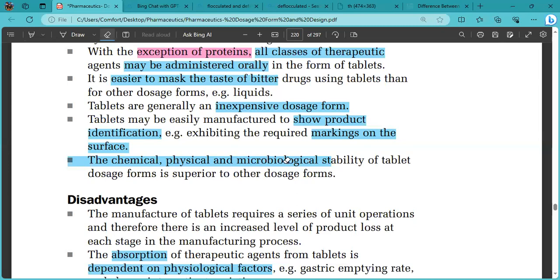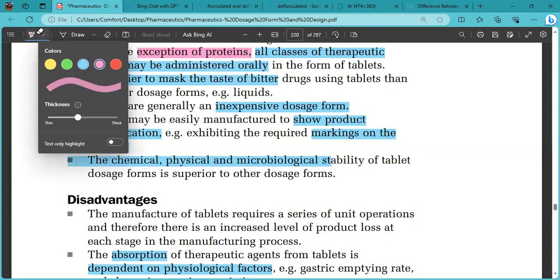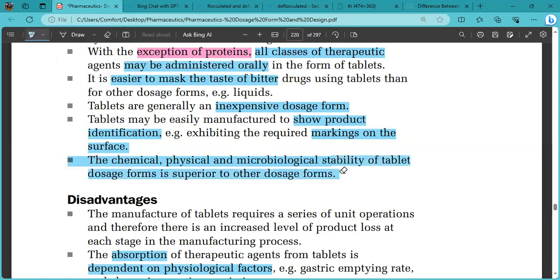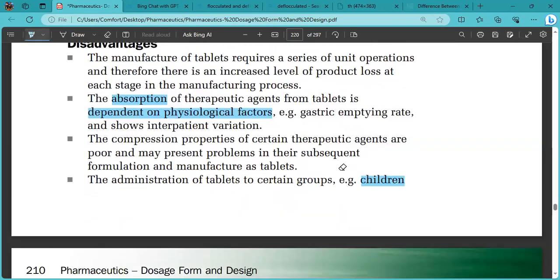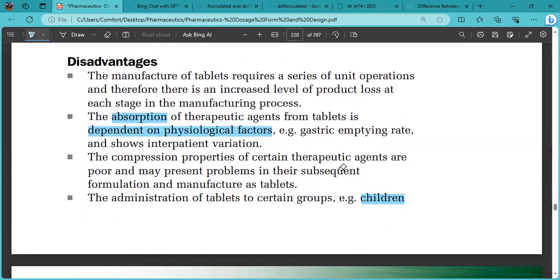The chemical, physical, and microbial stability of tablet dosage forms is superior to other dosage forms, as we've seen with the syrups and suspensions. Tablets have high stability overall, so they are a better dosage form to make and administer. Then the disadvantages.